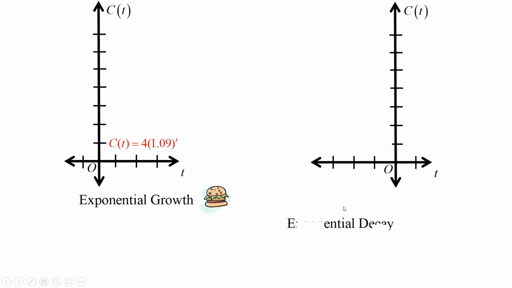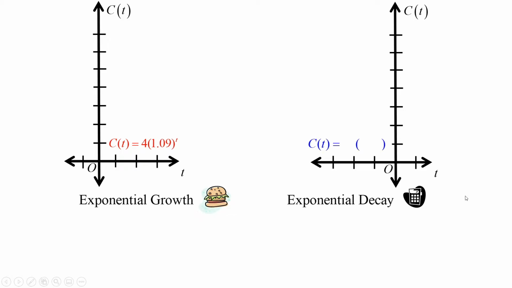Now, exponential decay, that's the calculator situation. And the calculator was C of t equals, the calculator initially cost $70, and it was decreasing by 9% each year, so my growth factor was 0.91. Note, an increase of 9%, 1.09, a decrease of 9%, 0.91, and then to the t power.